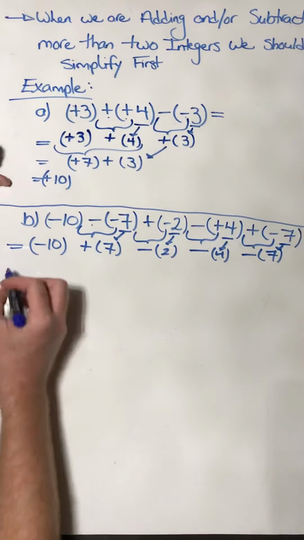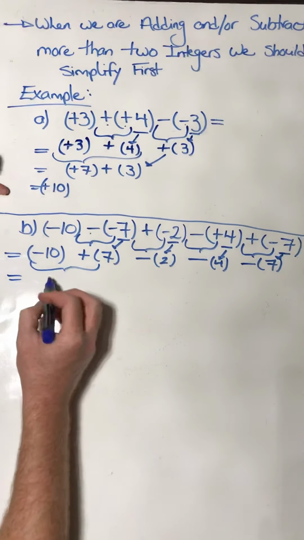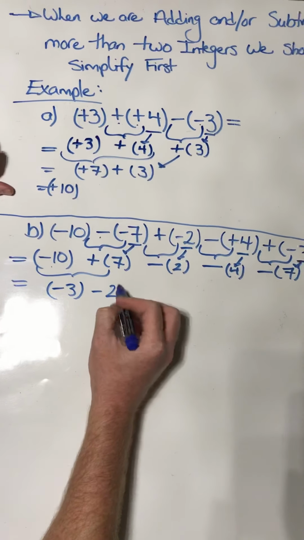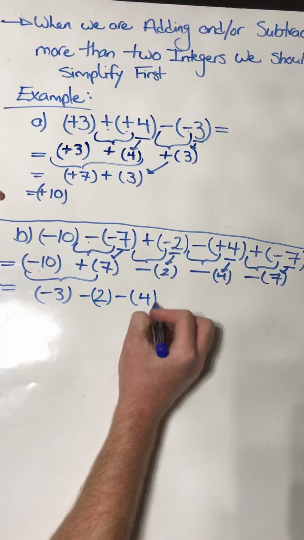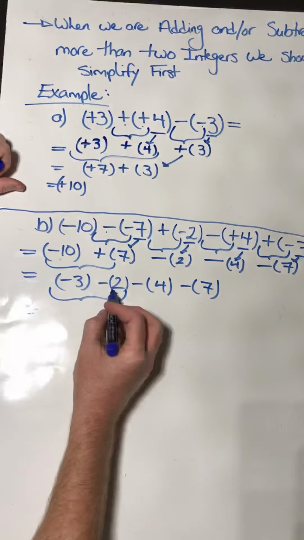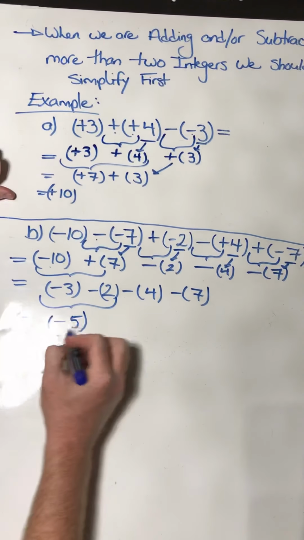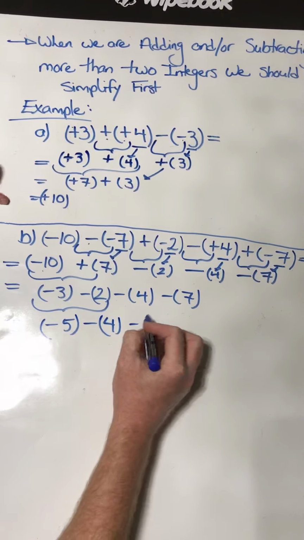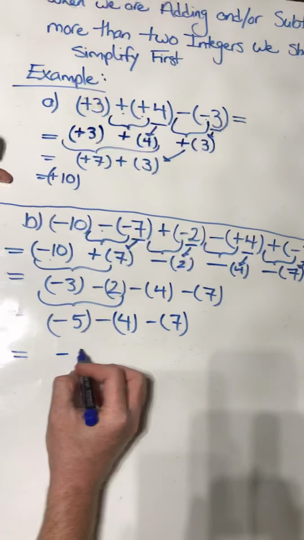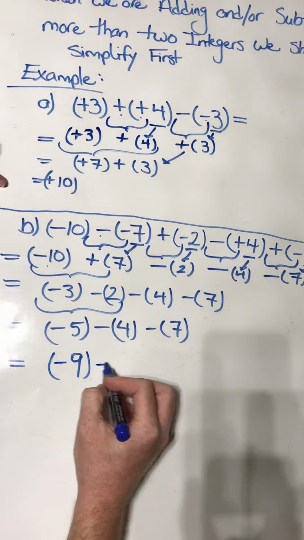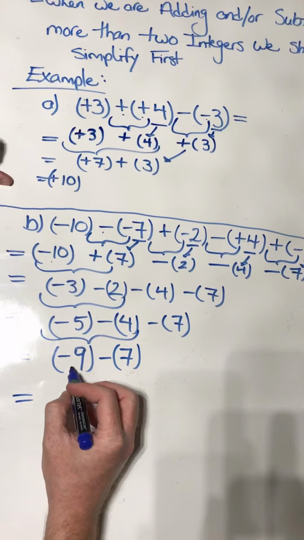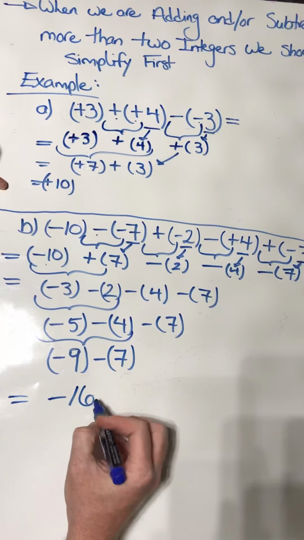And now that I've simplified, I can simply go ahead. So the first one is negative 10 plus 7 is negative 3. And I'm just bringing everything down here from up top. Okay, do the next one. Negative 3 minus 2 is negative 5. And again, just bringing everything down here. Negative 5 minus 4 is negative 9. And I have minus 7. And finally, negative 9 minus 7 is negative 16.